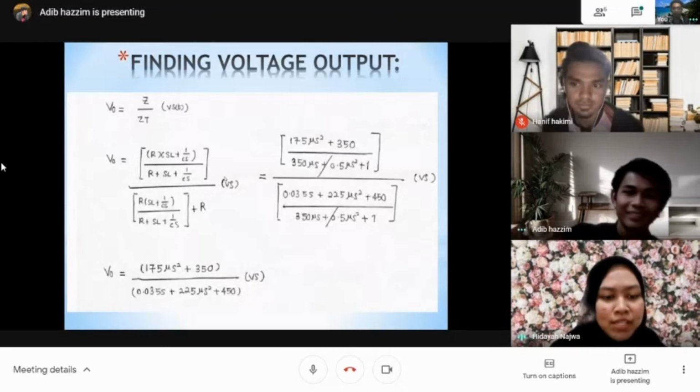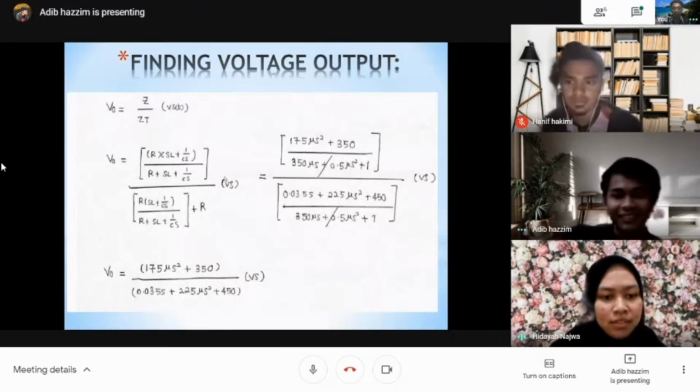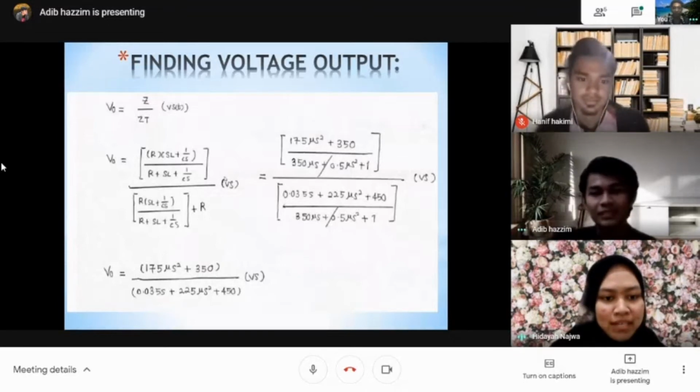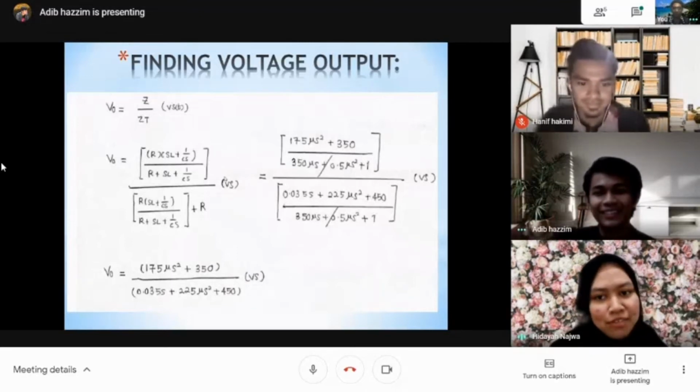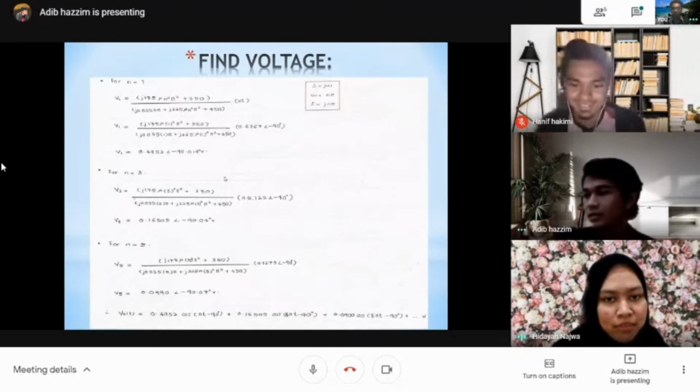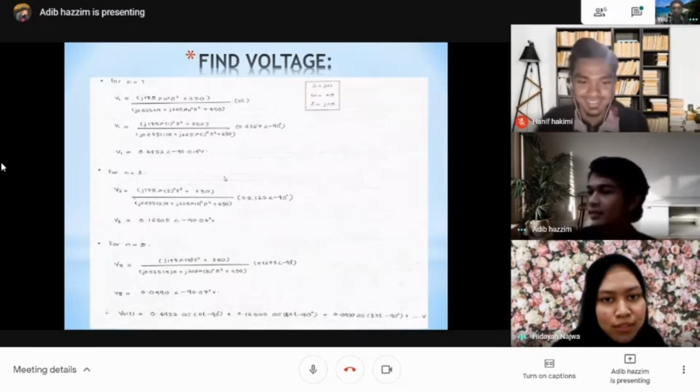175 micro S squared plus 350 divided by 0.035 S plus 225 micro S squared plus 450 multiplied with Vs. Okay, so now we're going to find voltage. By using the voltage equation that we already got before, we have to substitute the S with j pi.